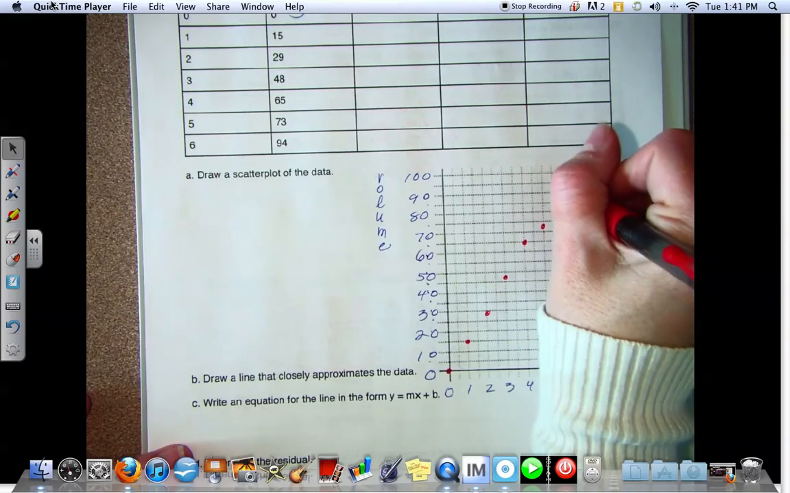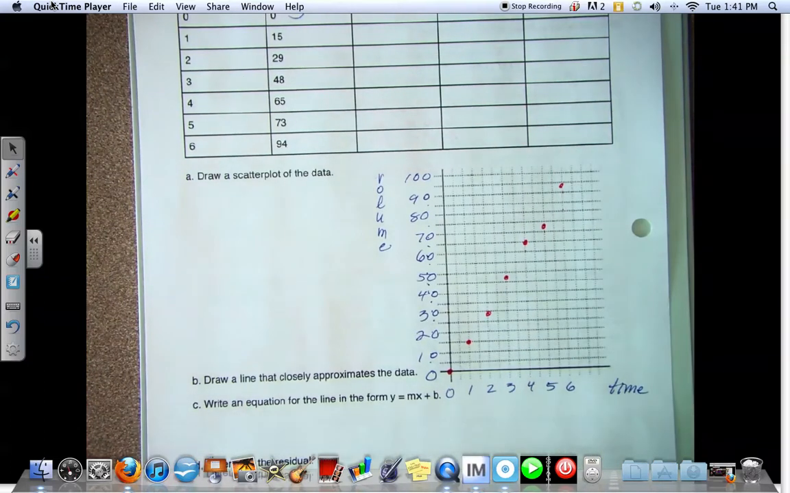Wait, what was I doing? And draw a line that closely approximates the data.